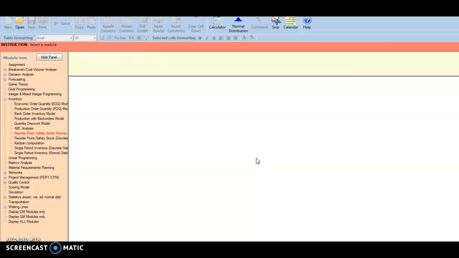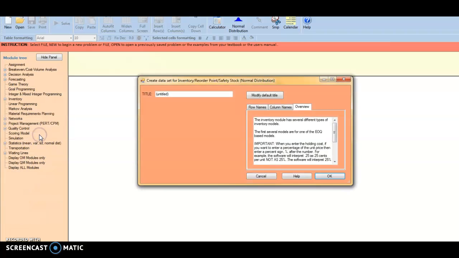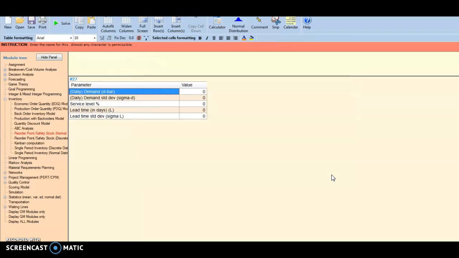So for that one there, I'm going to use the reorder point with a safety stock for the normal distribution. So I'm going to say this is going to be problem number 27. Okay, and my daily demand is given as being 80 pounds per day. My standard deviation on that is 10 pounds.